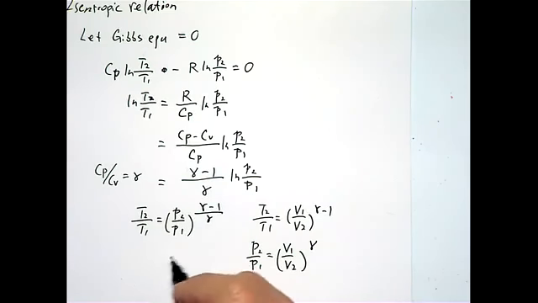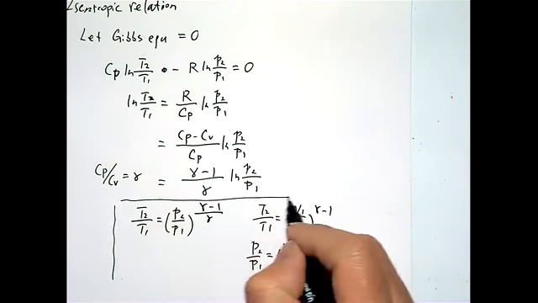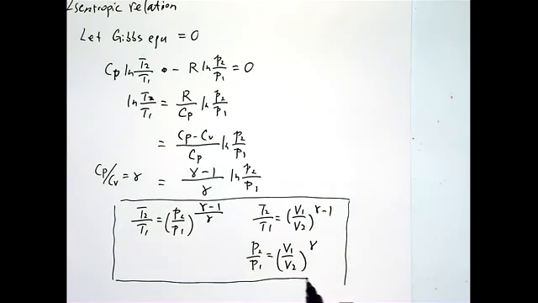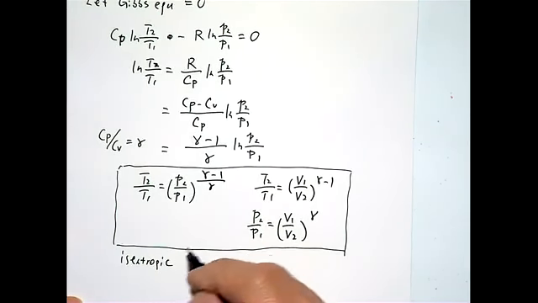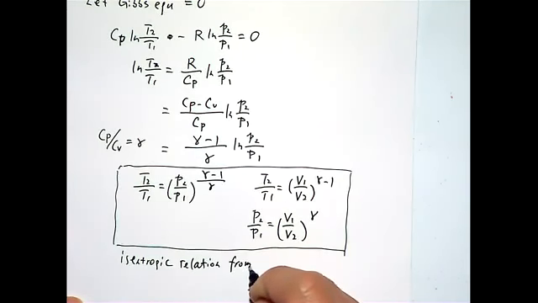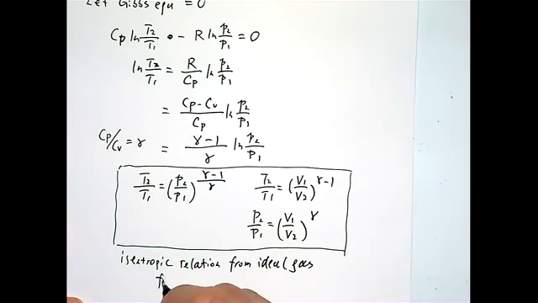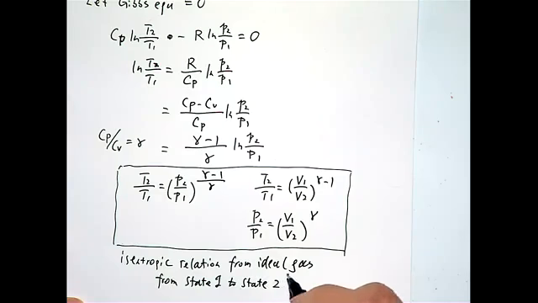So this is the isentropic relation for an ideal gas from state 1 to state 2 via an isentropic process.